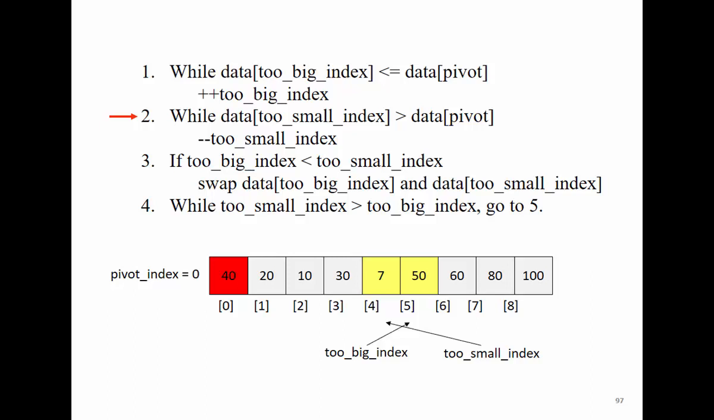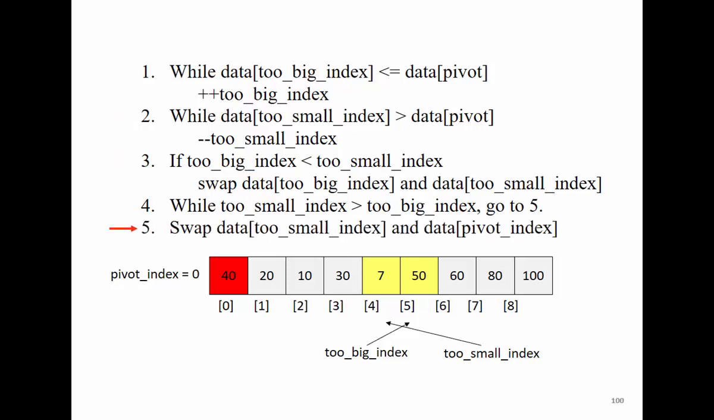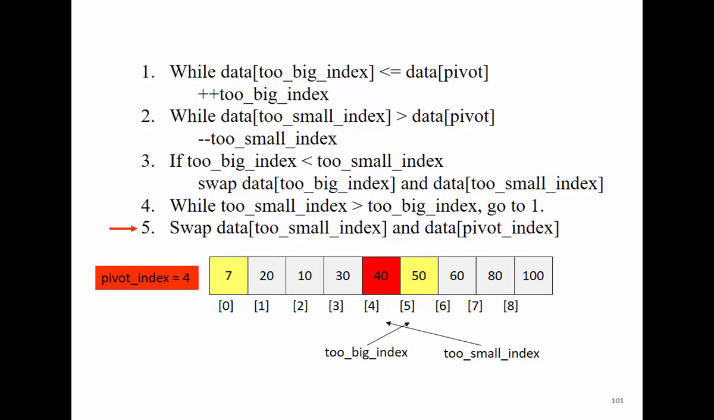Now two small is greater than the two big index. Now we're going to do the final swap. You can see here, we're going to swap the value here with the 40. Now you can see that by finishing all these while loops, we partition the array.